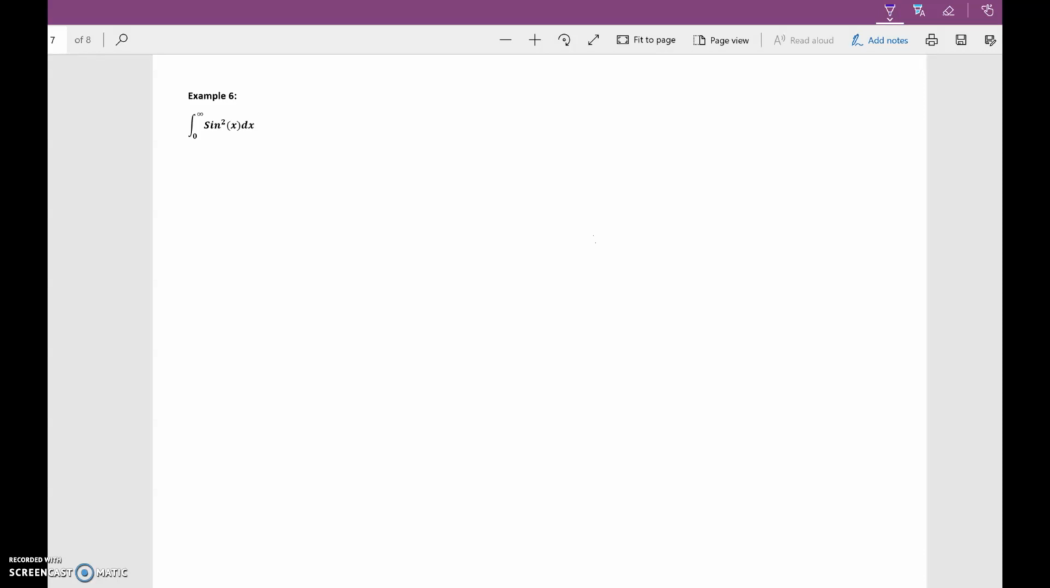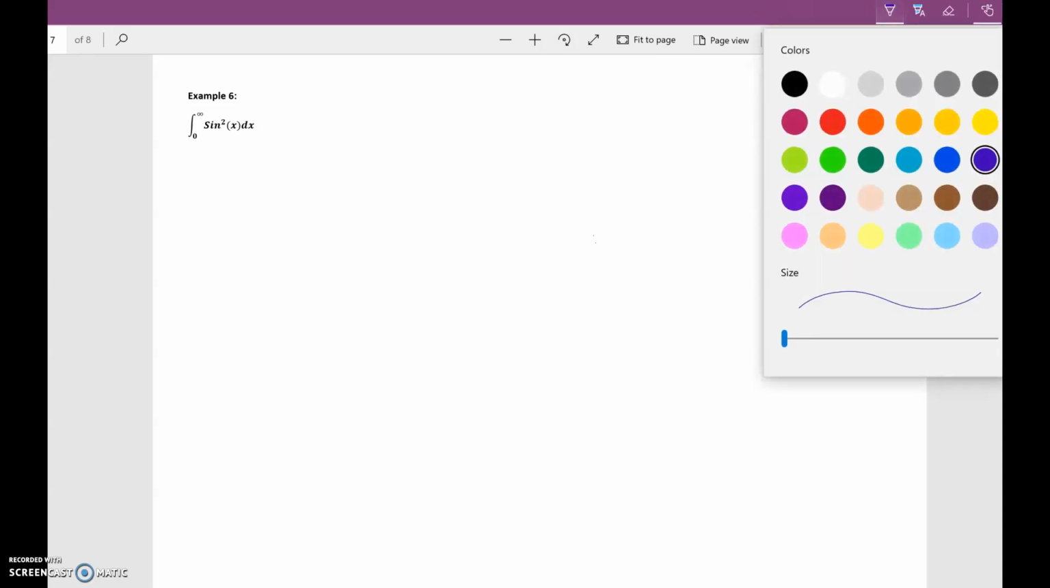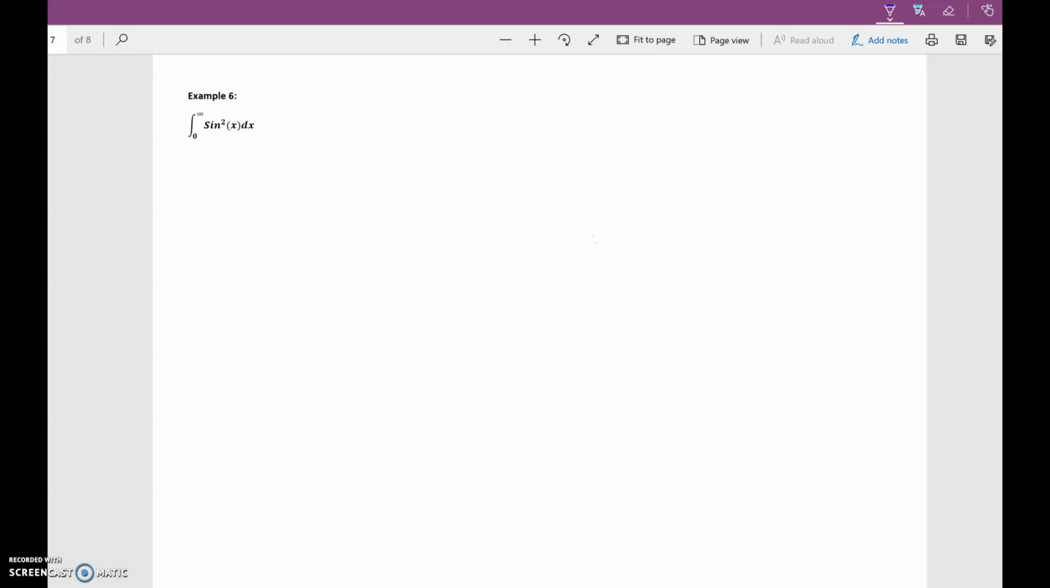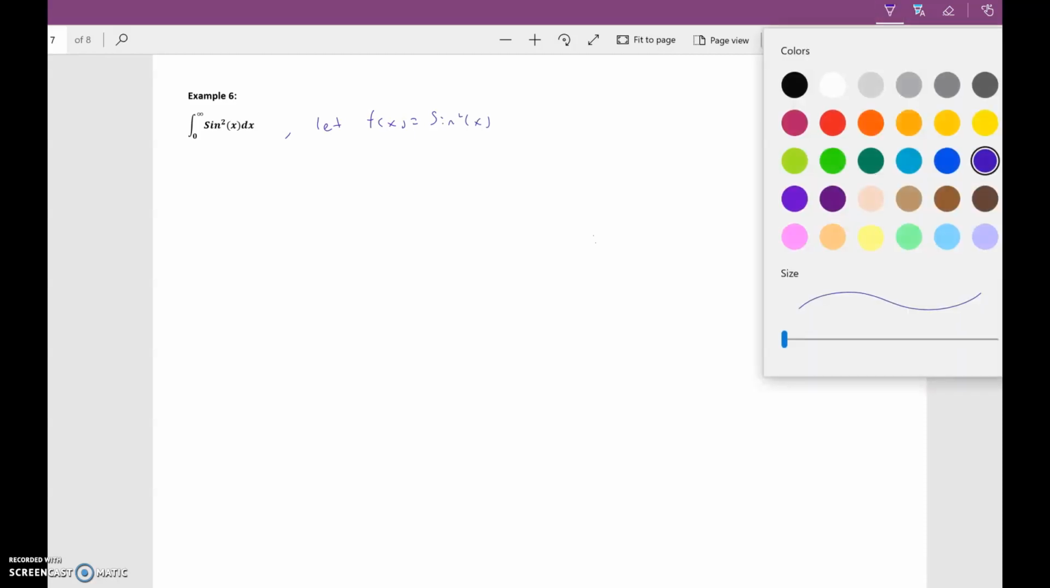Hi class, let's take a look at a familiar problem, and this is the sine squared function. Now, we're going to see the sine squared function, but in this particular situation, we're looking at the integral from 0 all the way to positive infinity. So let me just say let f of x is equal to, technically, sine squared of x. We've been graphing this one, and I think we've done a couple of sketches already.